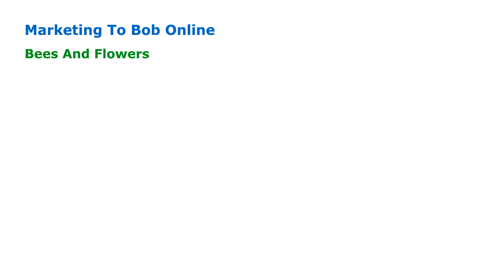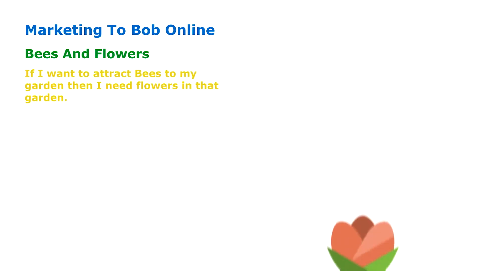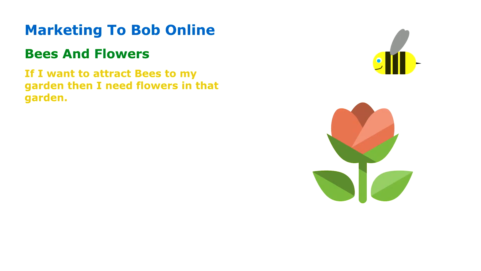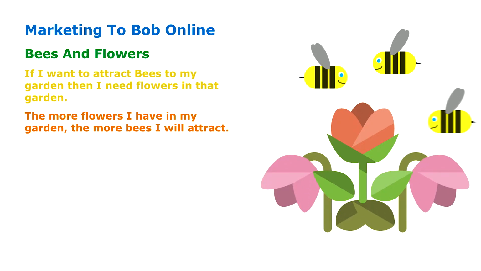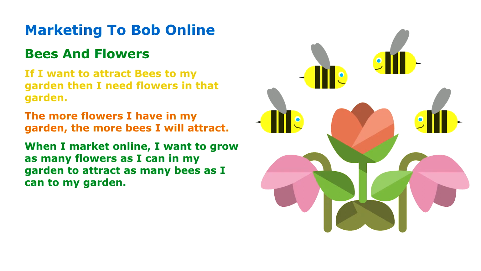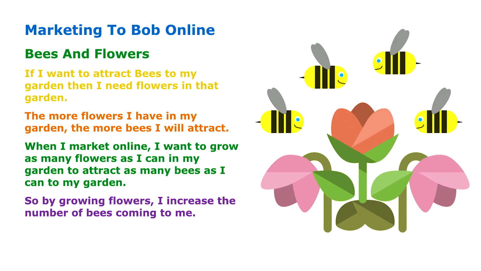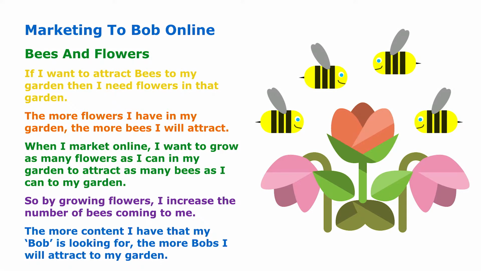So let's talk about the concept of bees and flowers. If I want to attract bees to my garden, then I need flowers in that garden. The more flowers I have in my garden, the more bees I will attract. When I market online, I want to grow as many flowers as I can in my garden to attract as many bees as I can to my garden. So by growing flowers, I increase the number of bees coming to me. The more content I have that my Bob is looking for, the more Bobs I will attract to my garden.